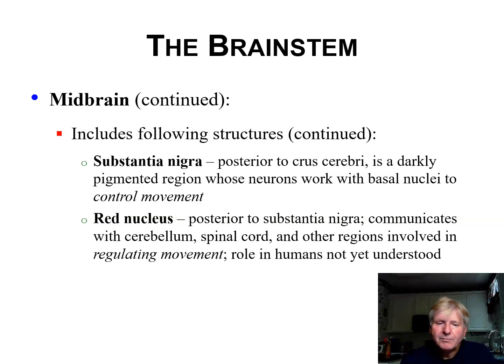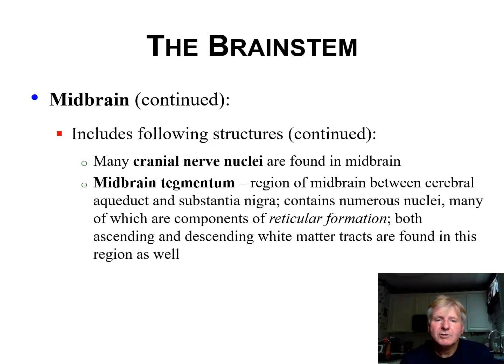The red nuclei are posterior to the substantia nigra. These communicate with the cerebellum, spinal cord, and other regions. They're thought to be involved in regulating movement and posture, especially the postural control muscles. Also, you have many cranial nerve nuclei found in the midbrain. The midbrain tegmentum is a region of the midbrain between the cerebral aqueduct and the substantia nigra. They also contain numerous nuclei. Many are components of the reticular formation, as well as ascending and descending white matter tracts.